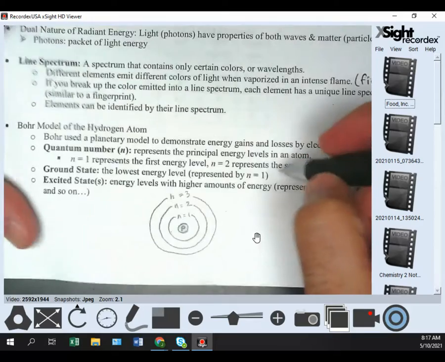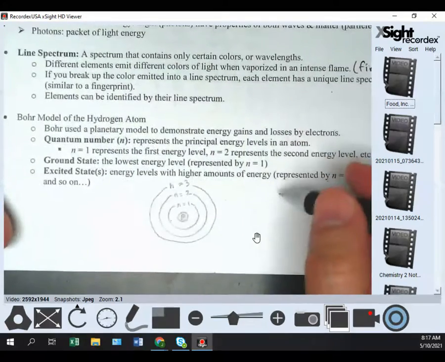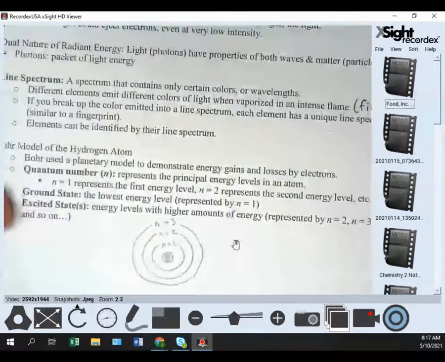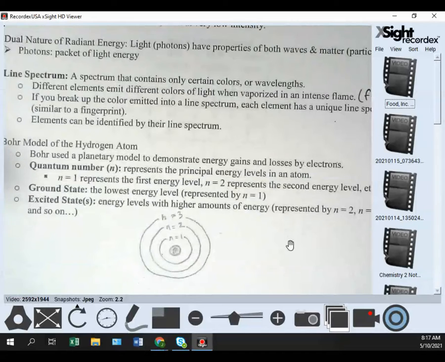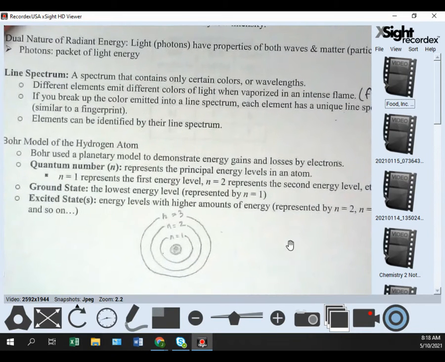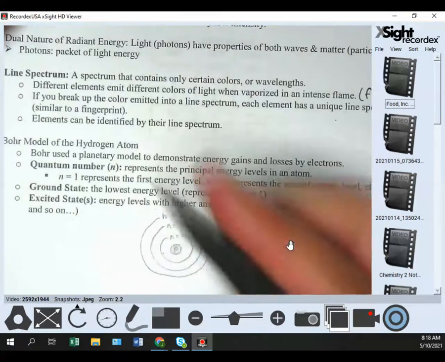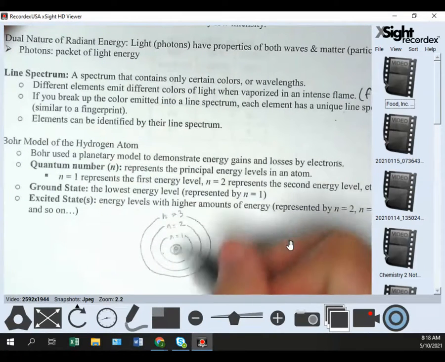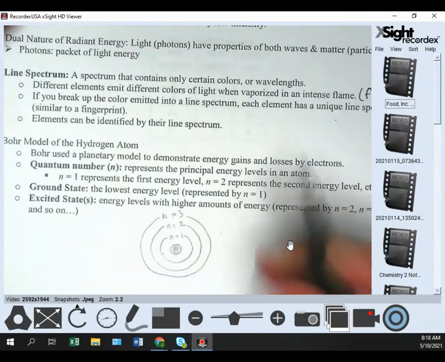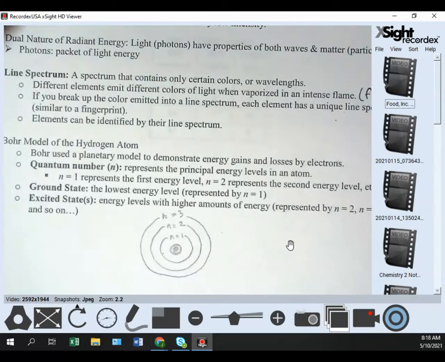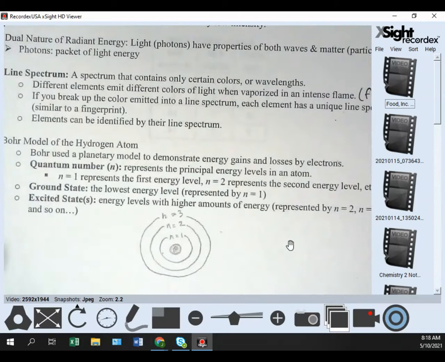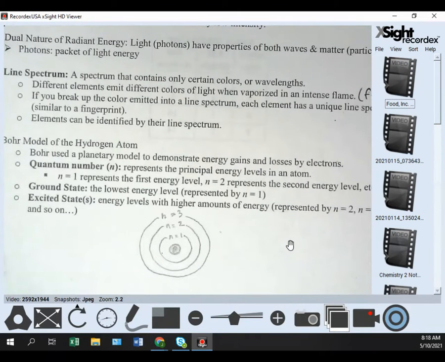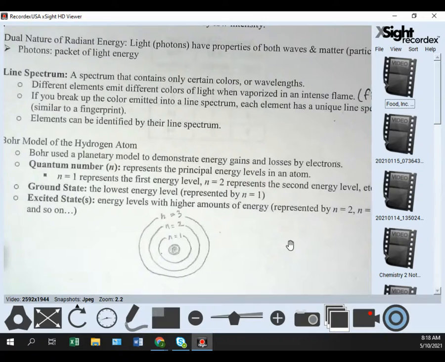So the ground state, it says represented by N equals 1, and that's partially correct. The ground state really is when all the electrons are in the lowest possible positions they can be in. So if you've got more than just the first one, you can have a ground state with other levels too, but it's got to be in the lowest possible spots. And the little circle in the middle, that's a P for protons. Yeah. Yep.